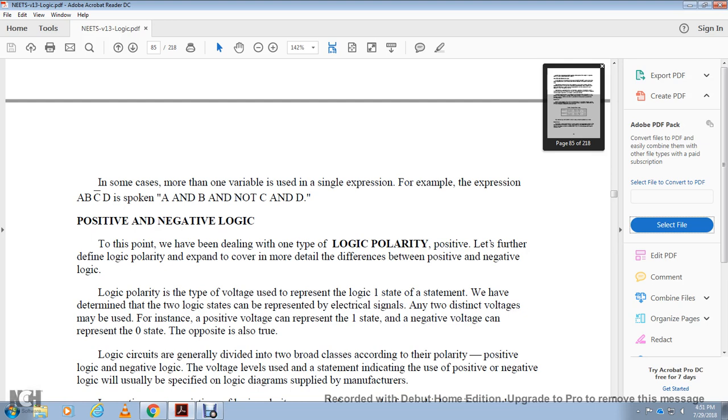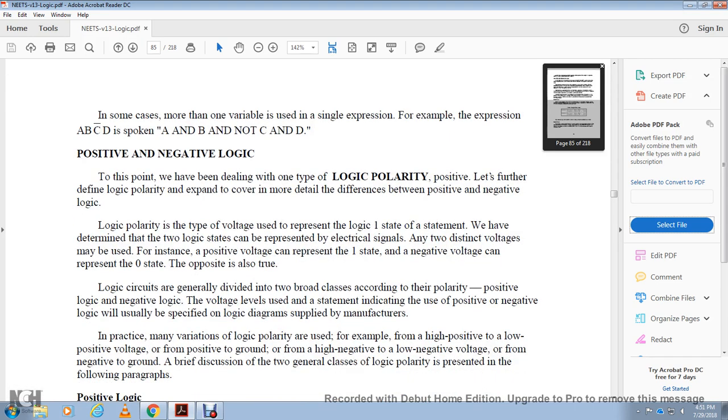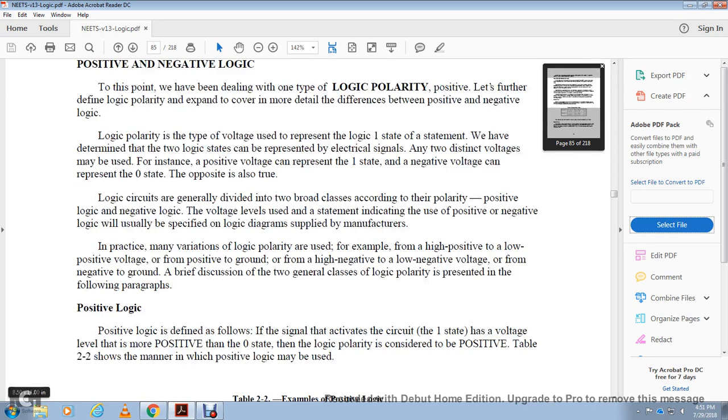Logic circuits are generally divided into two broad classes according to their polarity: positive logic and negative logic. The voltage levels used for positive and negative logic will usually be specified on the logic diagram supplied by the manufacturer. In practice, there are many variations of logic polarity, for example, from high positive to low positive voltage, from positive to ground, from high negative to low negative voltage, and from negative to ground. A brief description of the two general classes of logic polarity is presented in the following paragraphs.